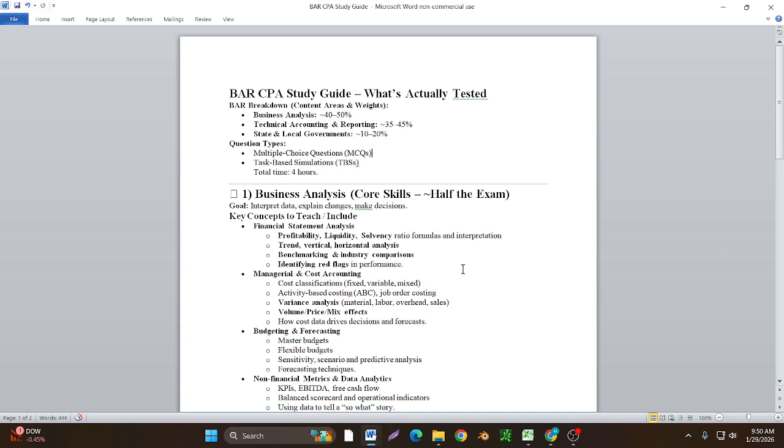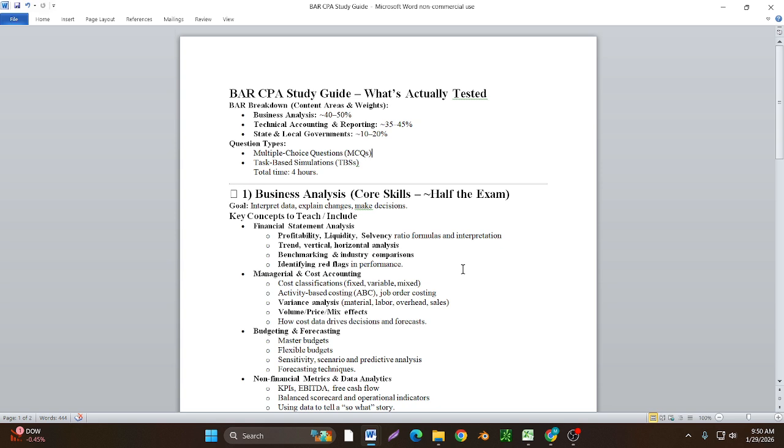The truth is that this is not a memorization exam. It's more of a thinking exam. BAR is heavily focused on applying accounting and business concepts to real scenarios, analyzing data, interpreting results, and explaining what it means for decision making. And today I'm going to break down exactly what's tested, how the exam is structured, and how you should actually study for it. Not just what the review courses tell you to memorize.